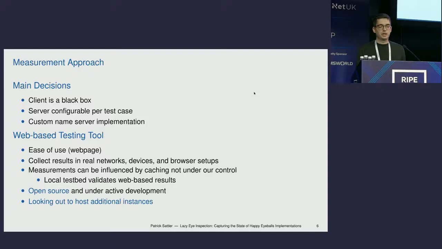We are also looking to host additional instances. So this is a call to action: if anyone has some resources and is interested, we would like to host an instance somewhere else. Currently, it's only hosted in Munich. And since this is a latency-sensitive algorithm, it might be beneficial to also have it in other places of the world to get more significant results there too.